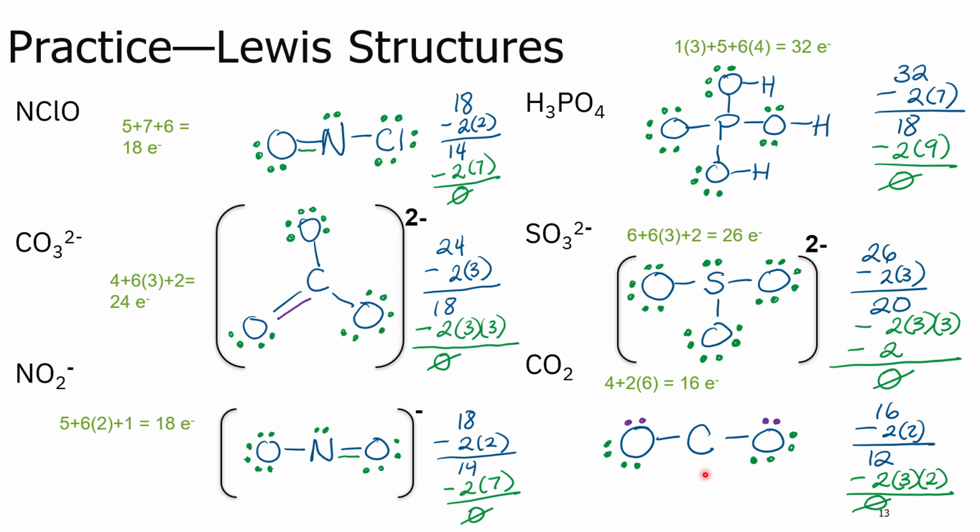Carbon still does not have a complete octet. Convert 1 lone pair from each oxygen into a second bond with carbon. The final structure contains 2 carbon-oxygen double bonds, giving every atom a complete octet.